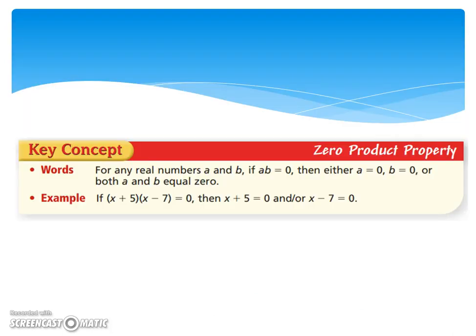So let's start with the zero product property. The idea is that anything times 0 is 0. So if we have x plus 5 and x minus 7 equals 0, then either x plus 5 or x minus 7 equals 0, or both. So we can set each of them equal to 0, solve for x, and that is our answer.